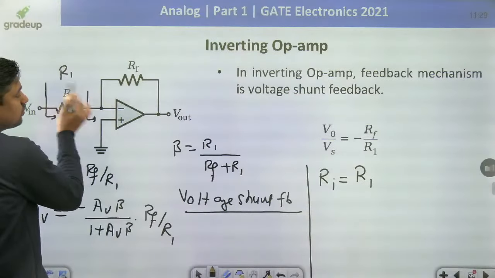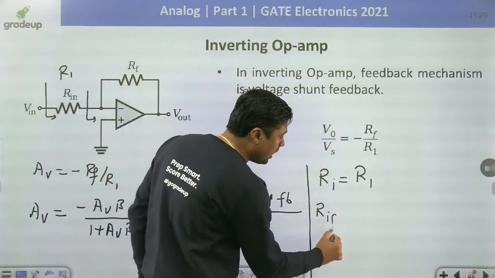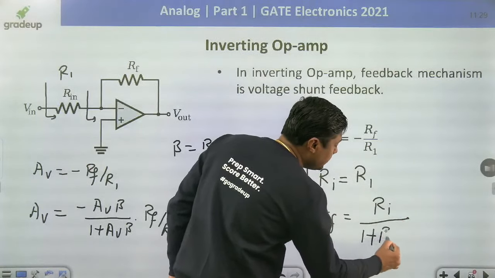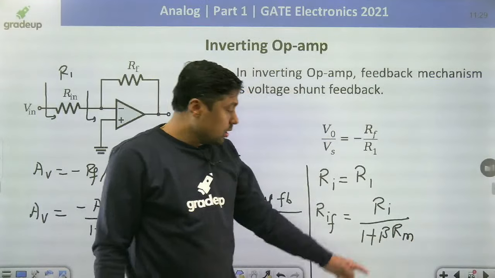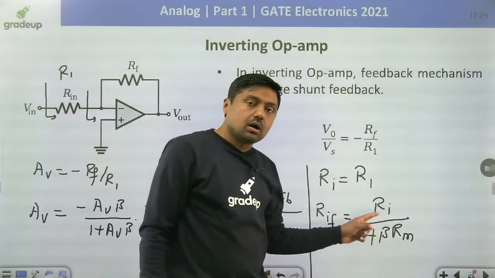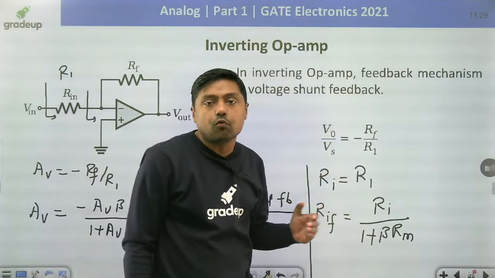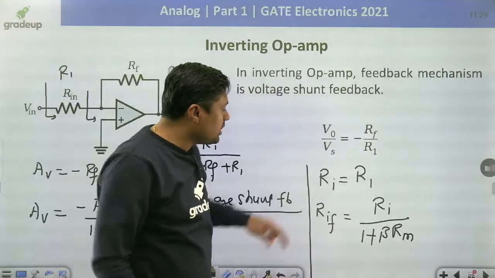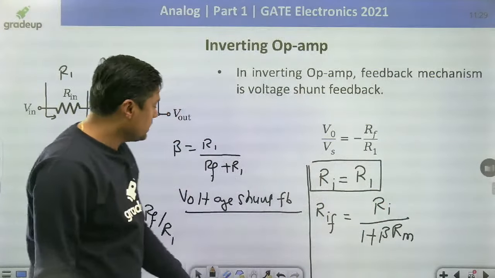If the input resistance of the operational amplifier is given as Ri, then RIF is Ri upon 1 plus beta Rm. It is a formula series, I am just revising the formula. Beta Rm, what is the Rm? Trans resistance, because it is a voltage shunt feedback. So this formula is important. Input resistance directly you can say like this, R1, and this is important.